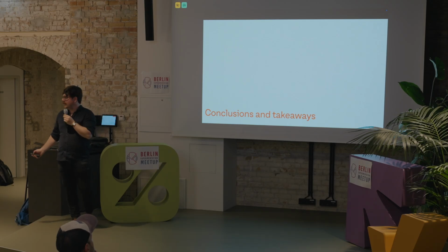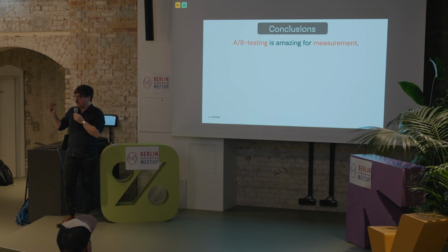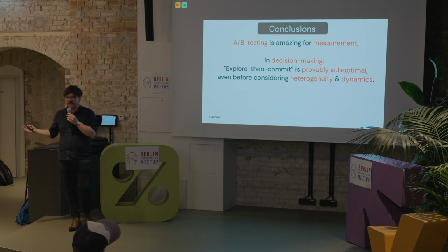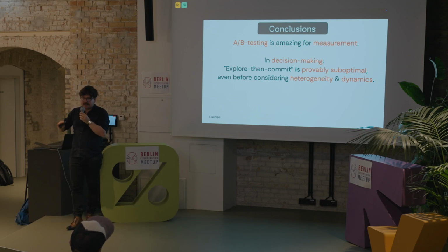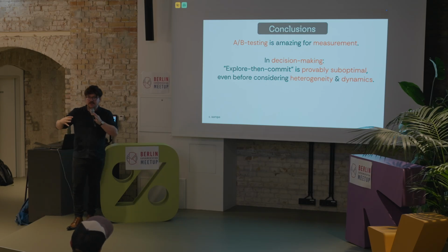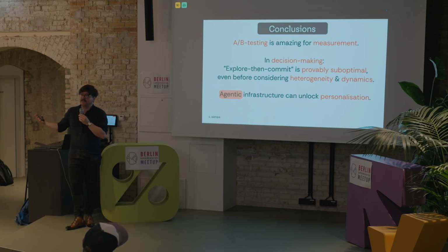So to conclude, I really like A/B testing and randomized control trials when we're talking about measurement. I think it's an amazing tool, and I think we shouldn't just forget about it. But when you're trying to make decisions, this explore-then-commit approach is just provably suboptimal, and that's even before considering all of these things where we're bucketizing users into huge segments. It's just not the right thing you want to be doing. And so using this kind of agentic infrastructure can really unlock personalization.